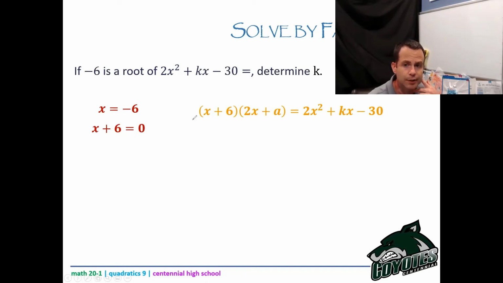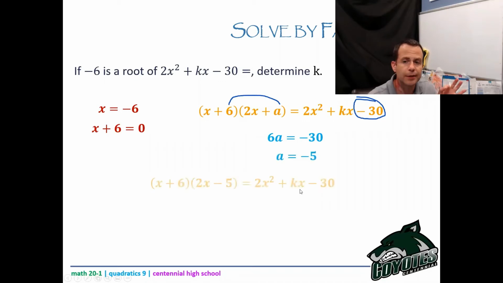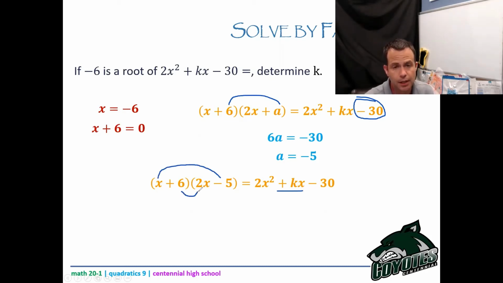All right, so now I'm just using some logic. I know that 6 times A is going to have to give me that negative 30. Okay, so that tells me A is going to have to be negative 5. So now that I know that A is negative 5, I can figure out what K is. Because K, take a look at this for a second, K is going to be the result of my outside terms and my inside terms added together, right? So if I was to do all this multiplication out, I'd get a negative 5x and I'd get a 12x. And when I add those together, 12x and negative 5x gives me 7x. So K has to be 7.